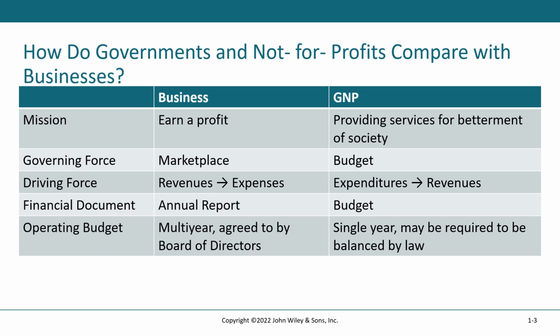And when you talk about budgeting, for-profit businesses tend to develop operating budgets sometimes on a multi-year basis. The board of directors will take a look out three to five years to determine a strategic budget to take the business from point A to point B.